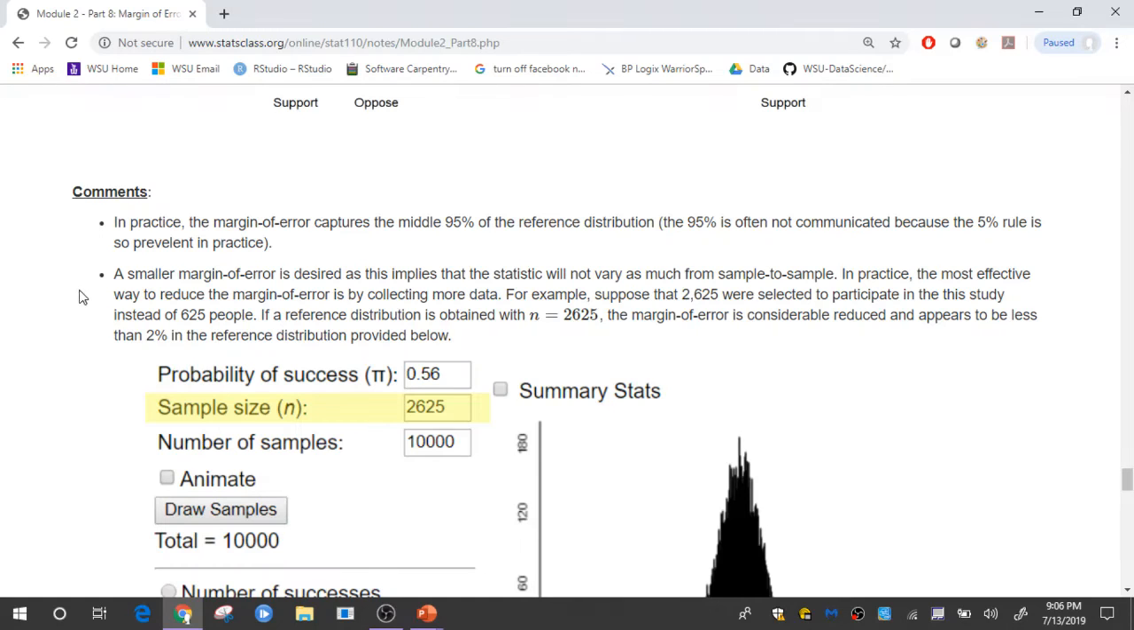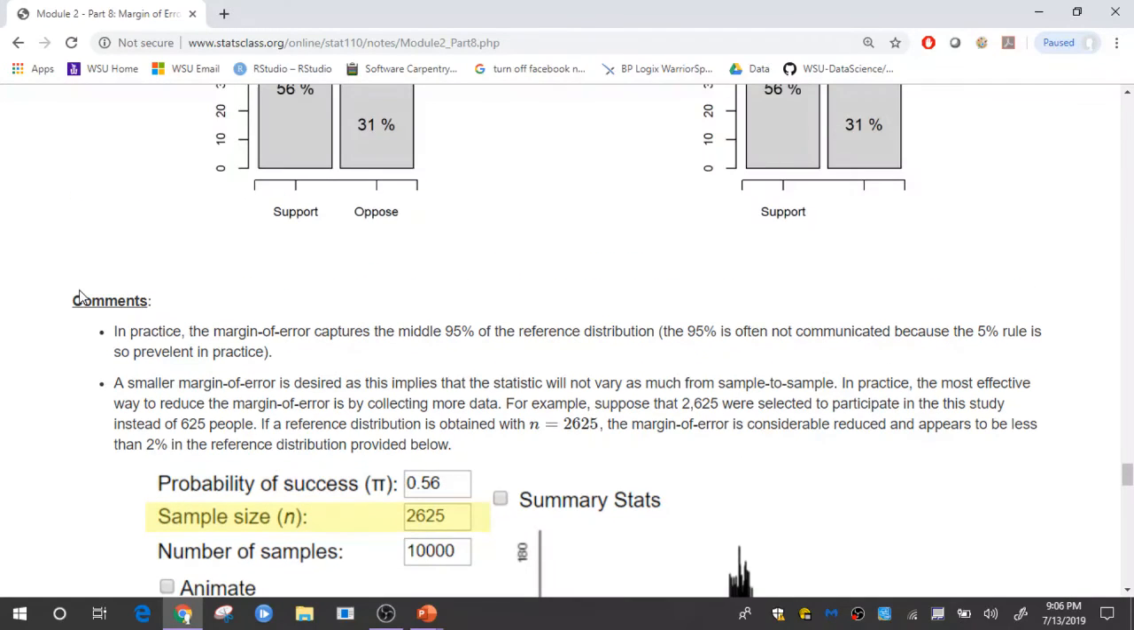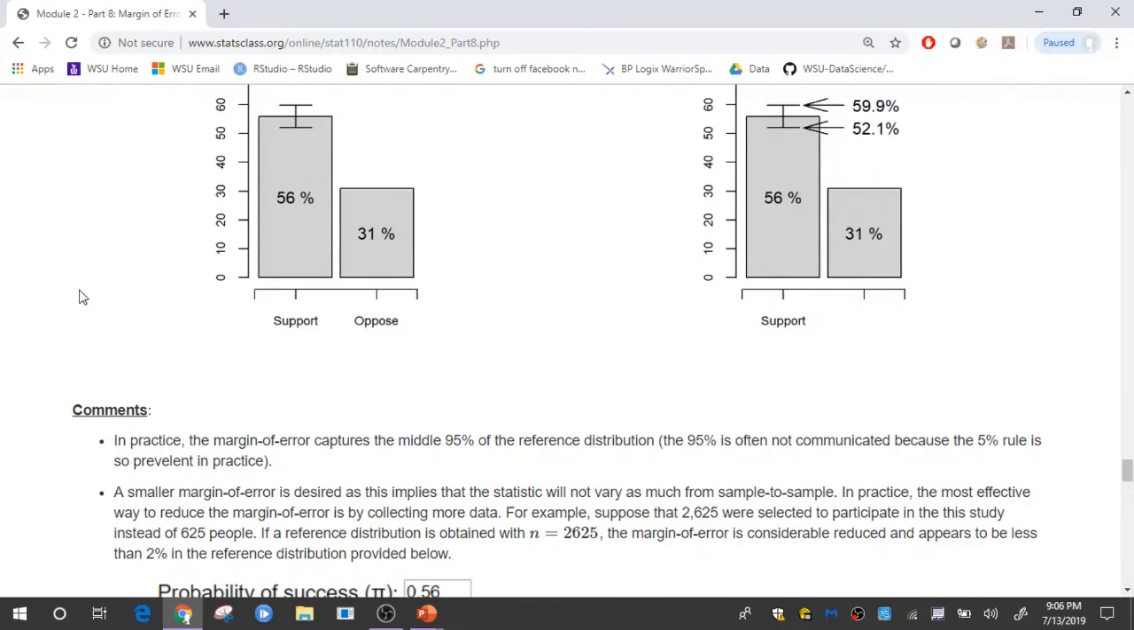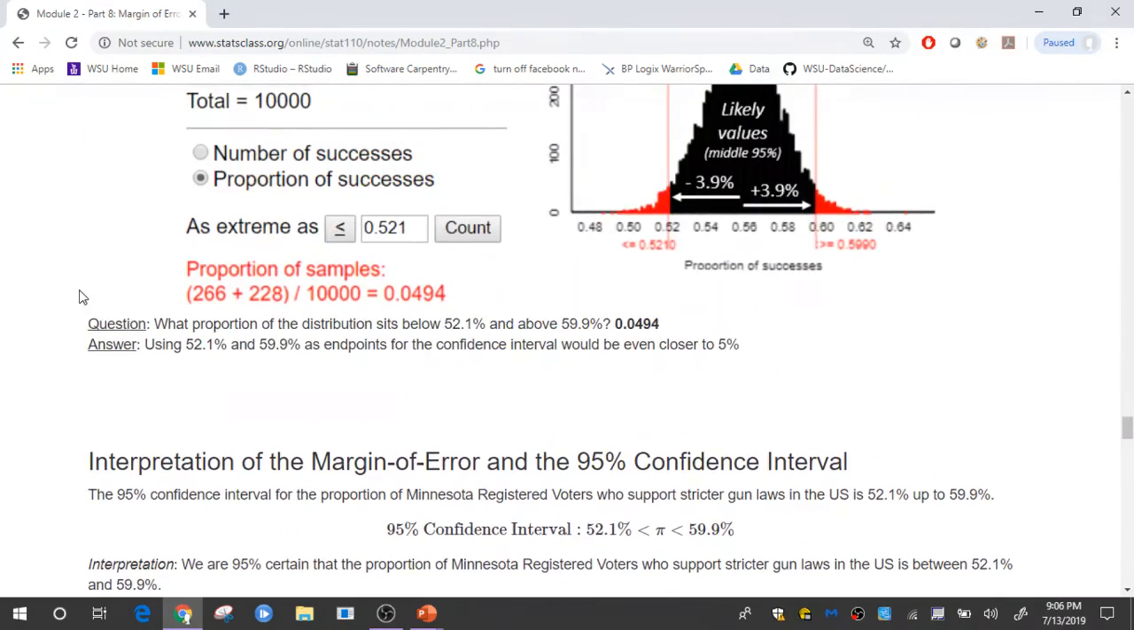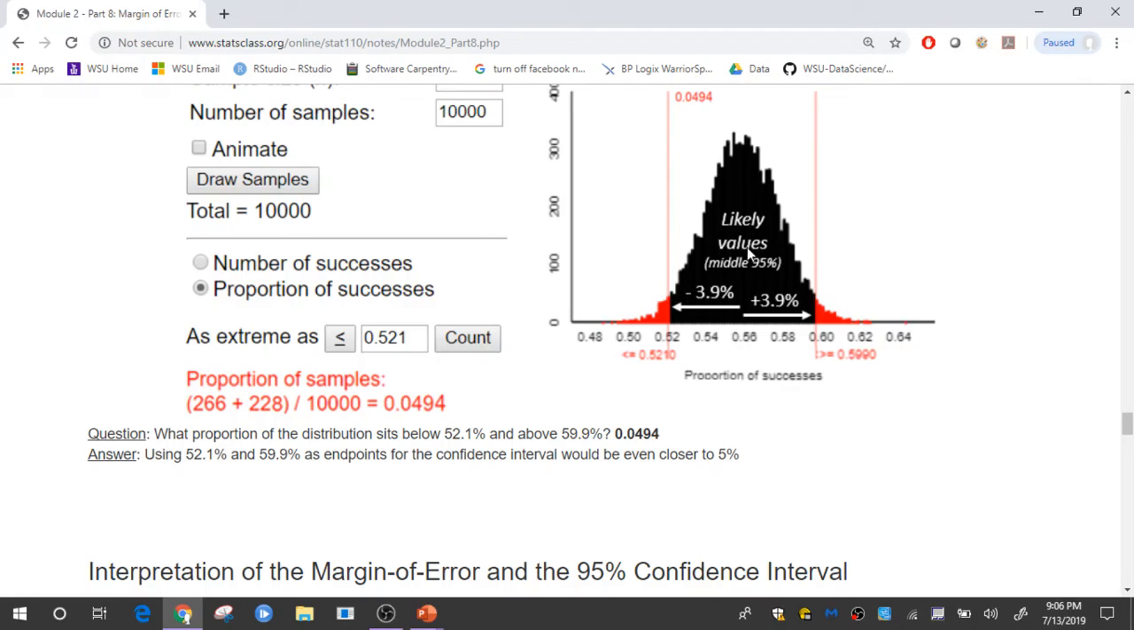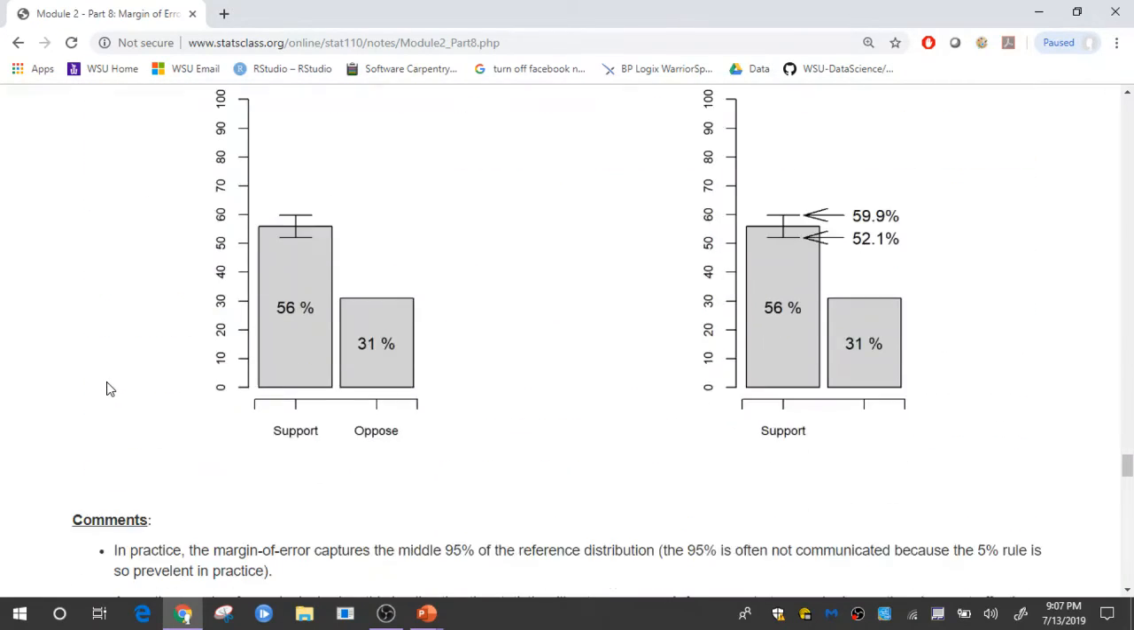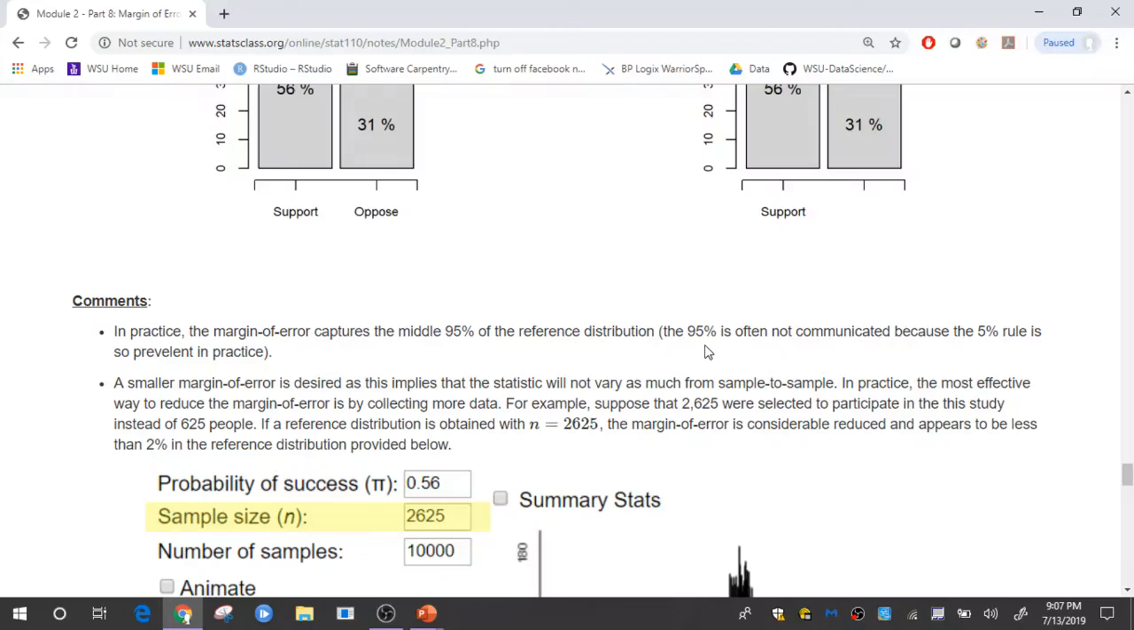In practice, the margin of error captures that middle 95% of the reference distribution. So when I'm doing these calculations up here, we almost always go after the middle 95%. We're going to lop off 2.5% on each side. That's so common that we don't usually communicate that we're using the 95%. That 5% outlier rule is so common and so prevalent in practice that most of the time they don't tell you that they're going after the middle 95%.